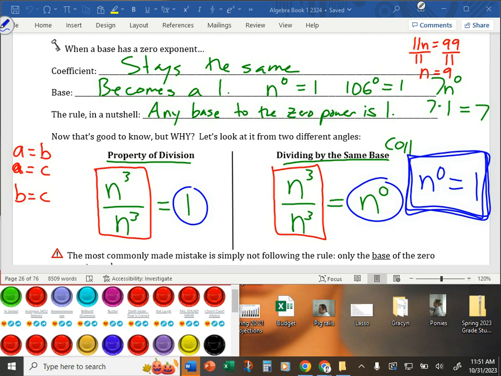The transitive property. It's a geometric property. When you do proofs next year, the transitive property will be all over the place. It's a big one. But we're using it here to help us explain why something to the 0 power equals 1.